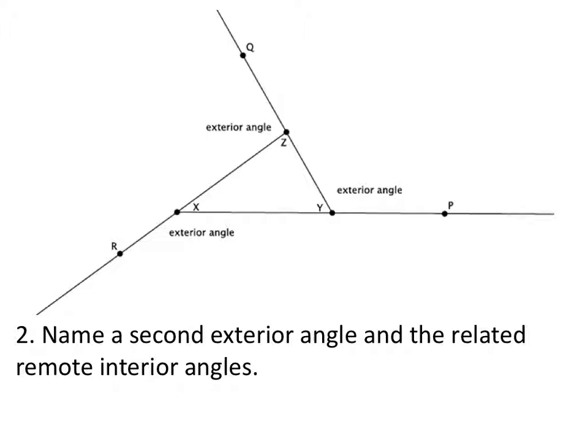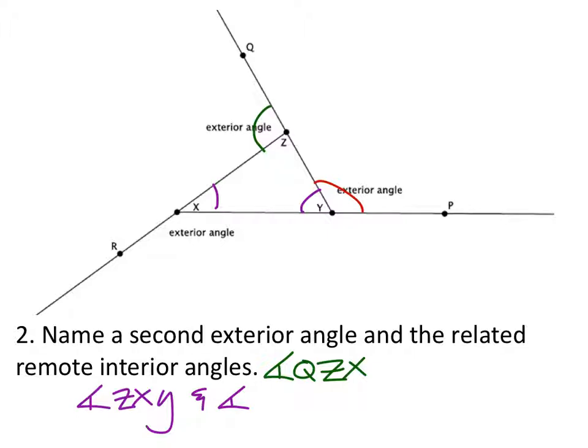Well, we've already addressed this angle ZYP. Let's look at the next angle, angle QZX. It has the two remote interior angles in purple there, which are angle ZXY and angle ZYX. Alright, there's our two angles that are remote interior with that one green one.